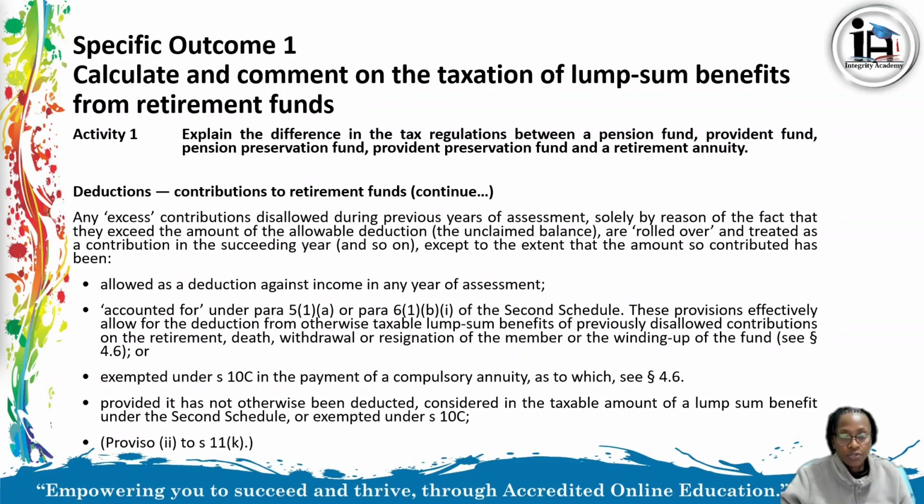Any excess contribution disallowed during previous years of assessment solely by reason of the fact that they exceed the amount of the allowable deduction or the unclaimed balance are rolled over and treated as a contribution in the succeeding year, and so on, except to the extent that the amount so contributed has been allowed as a deduction against income in any year of assessment, accounted for under paragraph 5, subparagraph 1A, or paragraph 6, 1B1 of the Second Schedule.